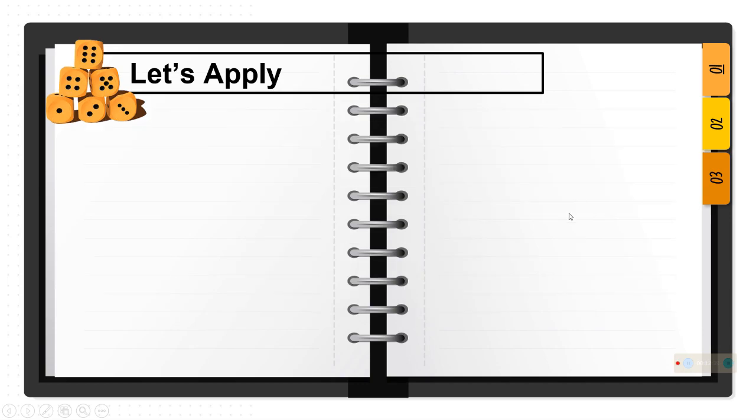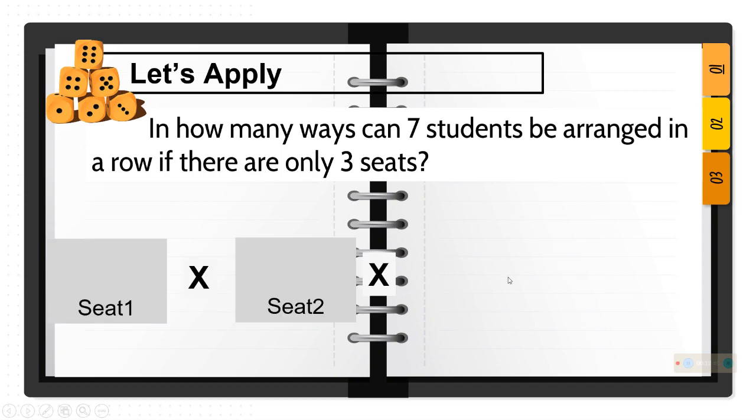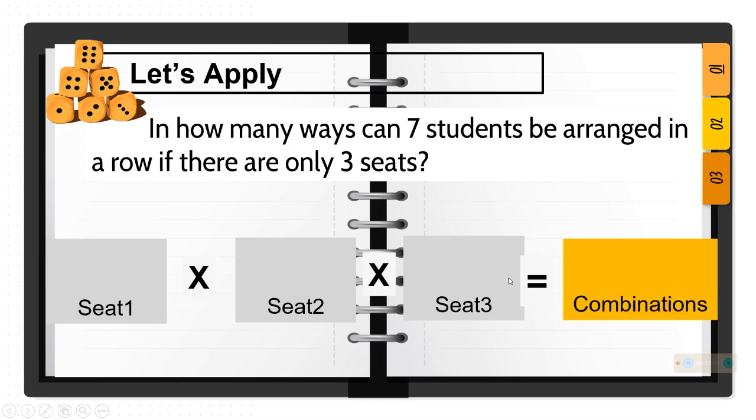Okay? Any question? So let's have this one. In how many ways can 7 students be arranged in a row if there are only 3 seats? What will you do here? Okay, so we have here seat 1, seat 2, and seat 3. So we are going to have seat 1 will be 7, times seat 3 will be 5, and seat 2 will be 6.